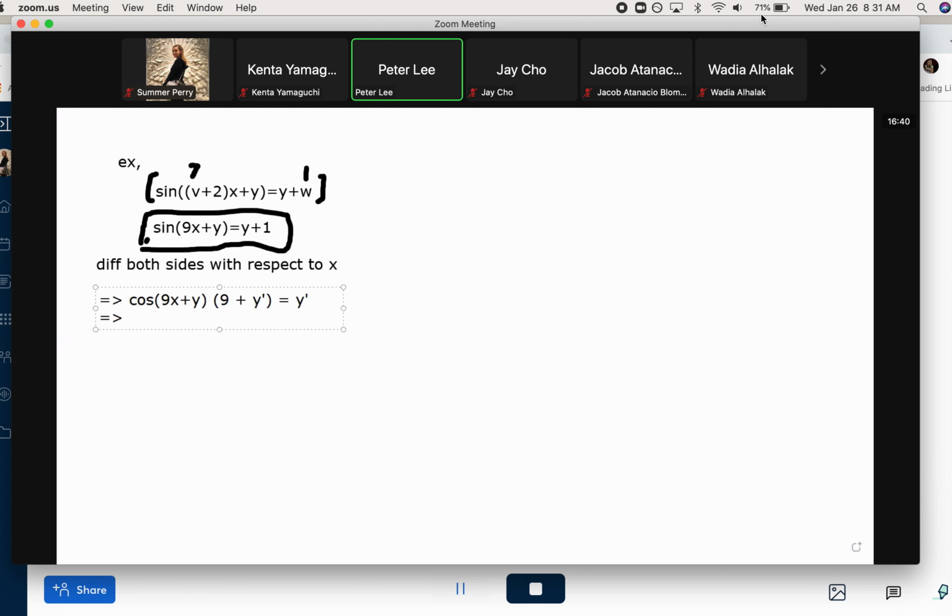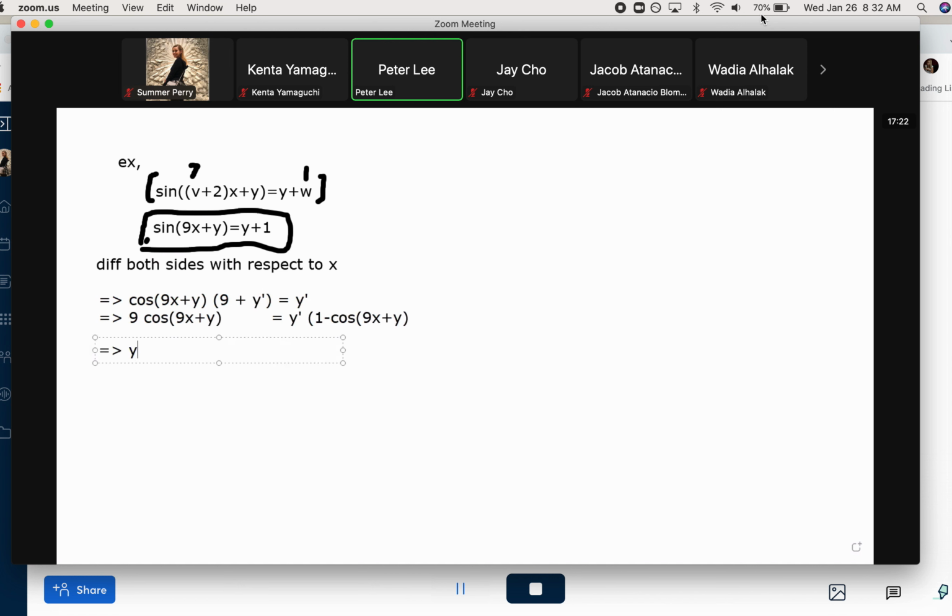So now the next step is to collect all the x's, collect all the y's, and separate the y primes. What we get is cosine of 9x plus y, times 9. We put the 9 in front, so it's 9 times this. This is equal to, and on the right-hand side we are going to collect the y primes: y prime times 1 minus cosine of 9x plus y. So we get this right here.